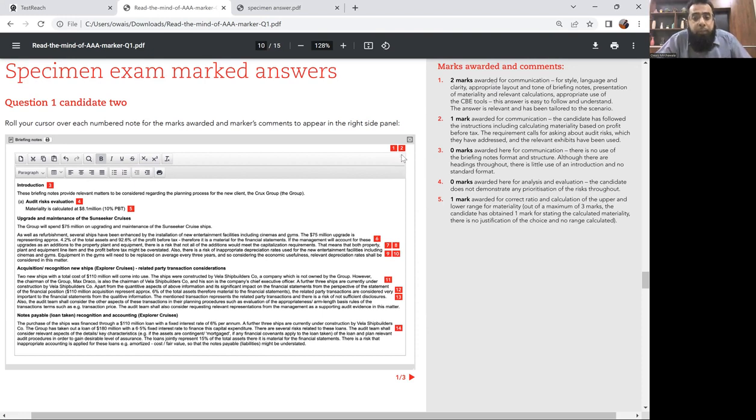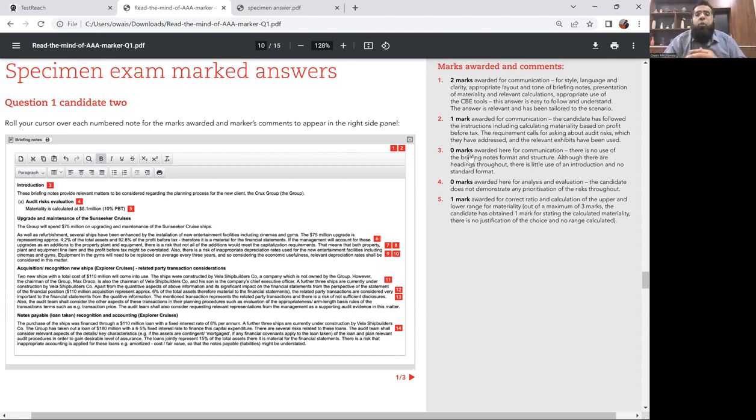And comment number 2, 1 mark awarded for communication. The candidate has followed the instructions, including calculating materiality based on profit before tax. So he has got a mark there also. So if you remember, in question number 1, there are 10 professional skill marks. In those 10 professional skill marks, 4 marks can relate to communication. Out of those 4 marks, he has got 3 marks. 2 marks for overall communication and 1 mark for following the examiner instruction. But he has lost a mark relating to the format of briefing notes. So out of 4 marks of communication, he has got 3 marks.